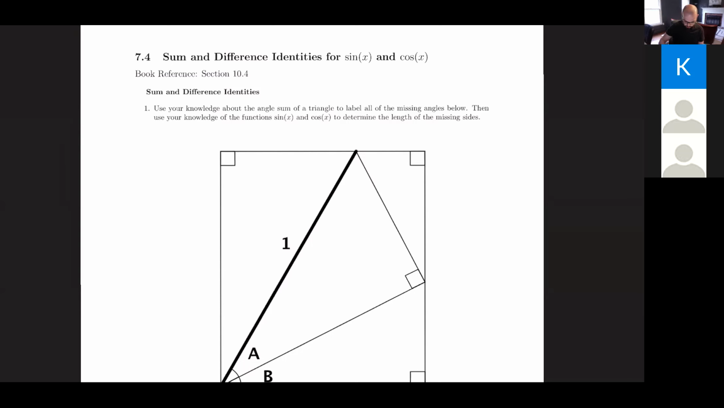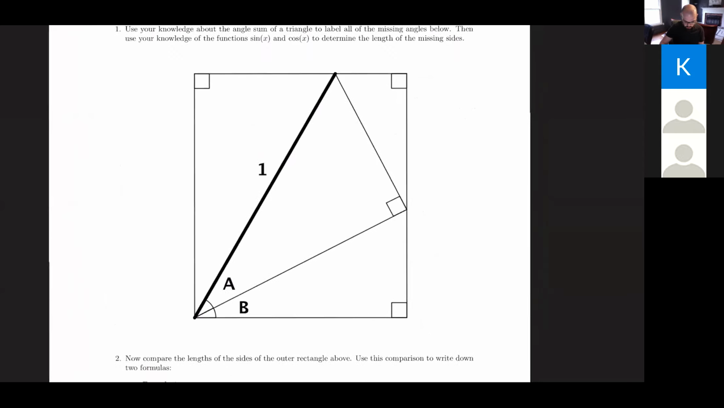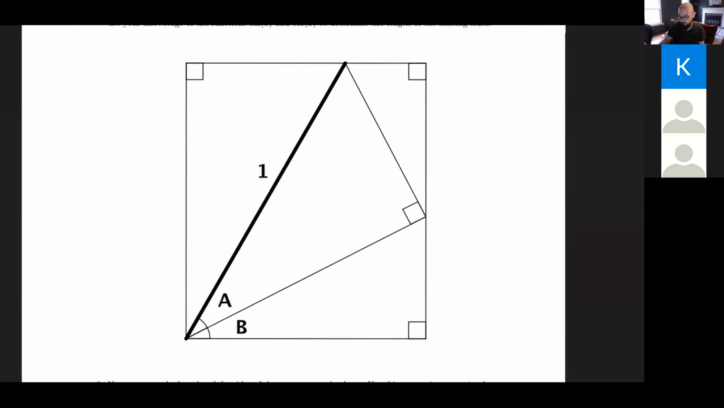In order to get to that point, I like this activity. It's a nice warm-up. We're going to have a diagram that looks something like this, and what we want to know is what are all the different side lengths in this picture? I'm giving you that this bold line here has length 1. This angle right here I'm going to call A, and this angle right here I'm going to call B. I don't know the measure of angle A or angle B, so we're just going to leave them as A's and B's as we go throughout.